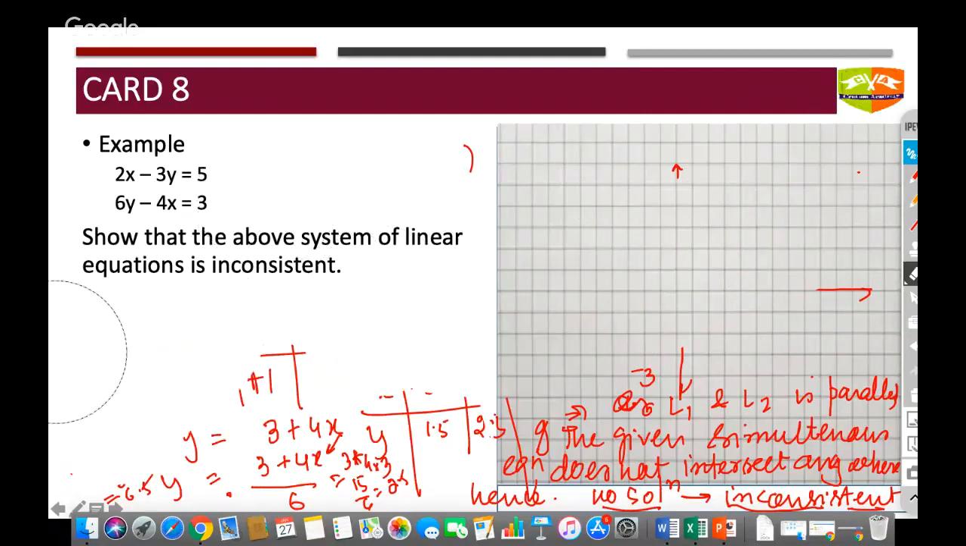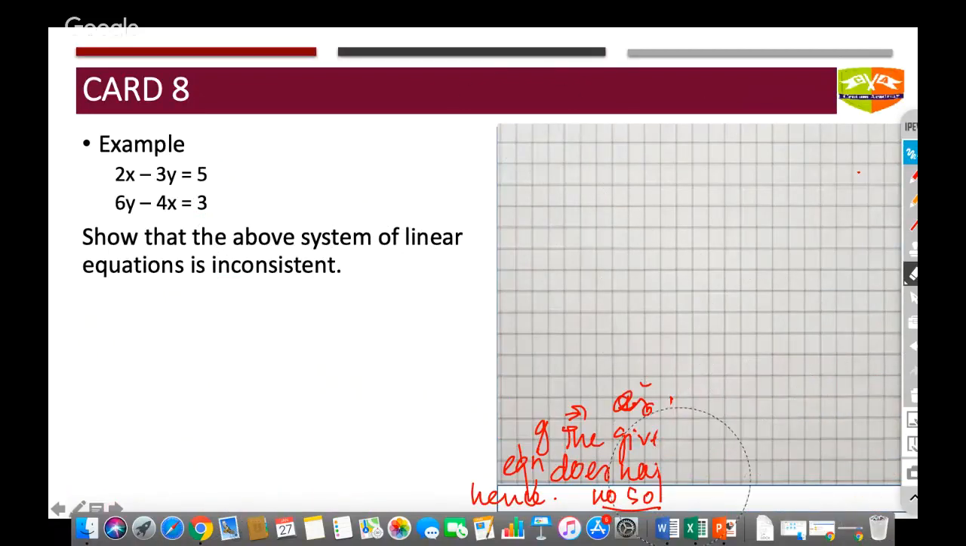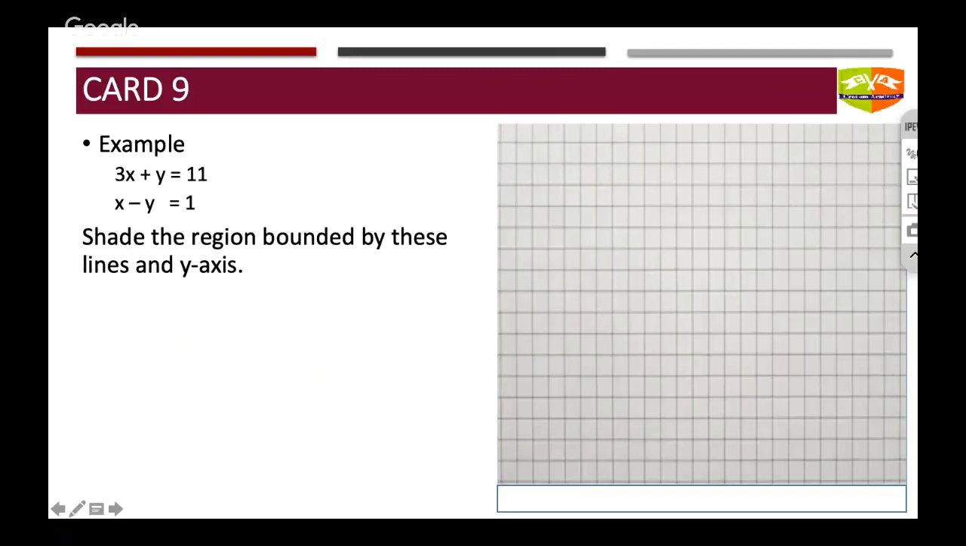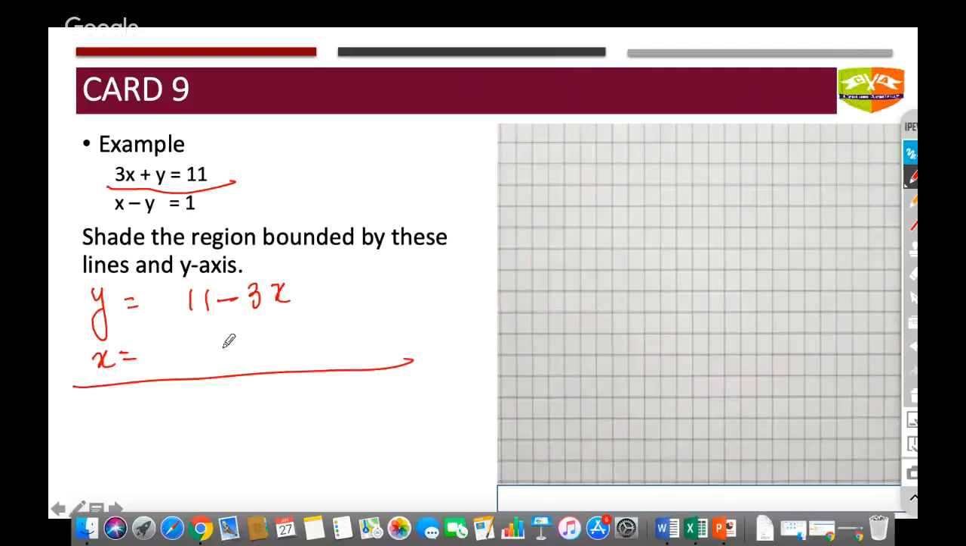Now let me go to another example. I have taken this particular equation purposefully because I have to find the area bounded. So again, I'll write y is equal to 11 minus 3x. Here there is no denominator, so I take a few values of x and find the corresponding values of y.